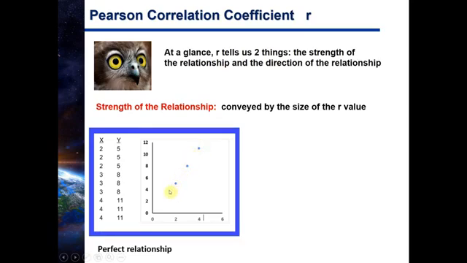Right? If you took a ruler, you could draw a straight line and it would hit all those dots. When that is the case and there are no dots that fall off the line, that means you have a perfect relationship. Now, what does it mean? It means that if you know X, you know Y, and you're never going to be wrong.